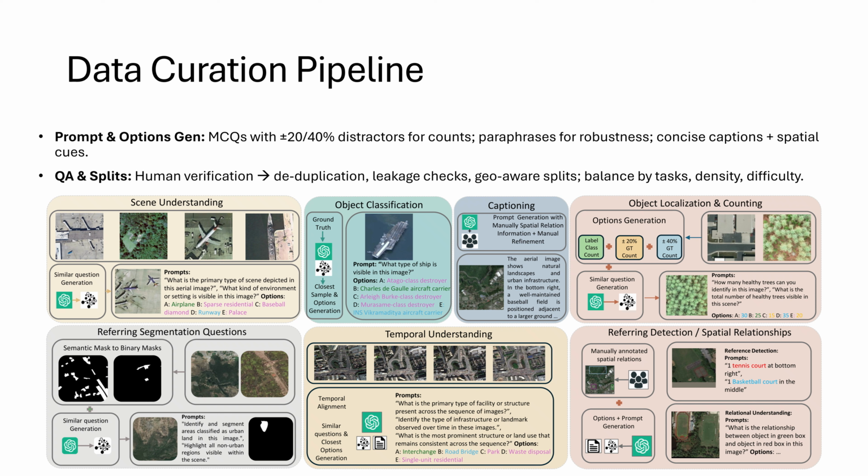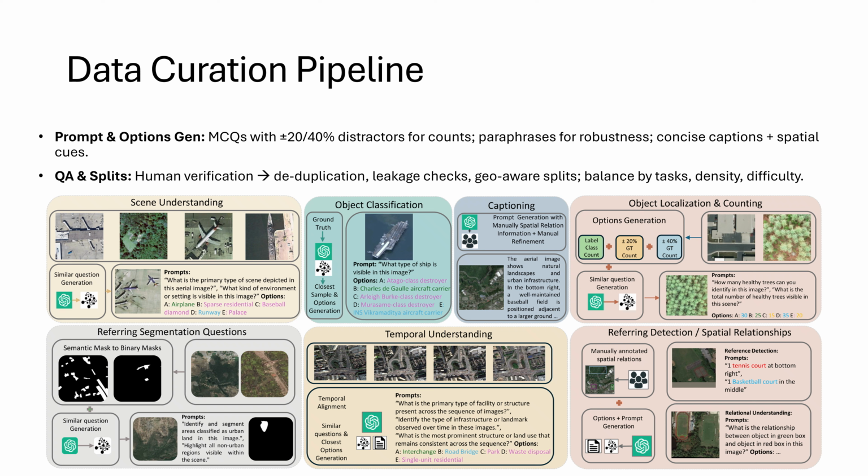Next, we generate prompts and options with strict rules. Tasks are cast as MCQs. For counting, we add 20% and 40% distractors to avoid guesswork. We create paraphrases to test prompt sensitivity, and captions are concise but include spatial cues, so models must ground descriptions.